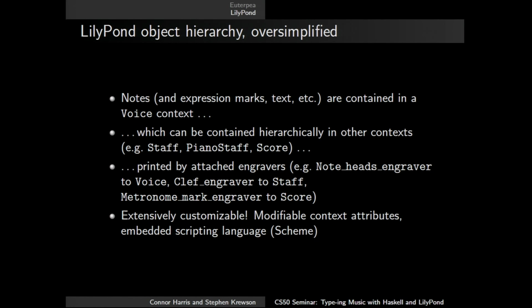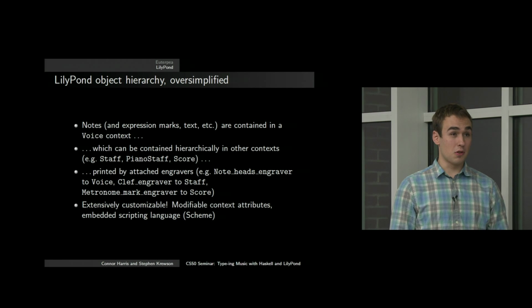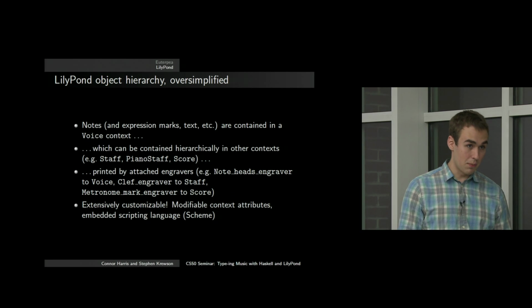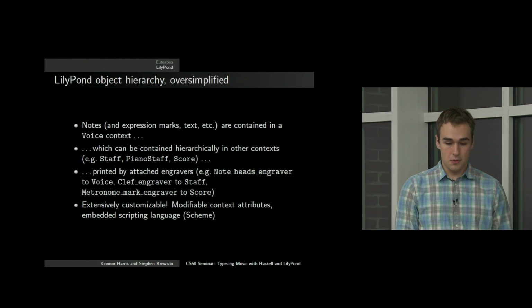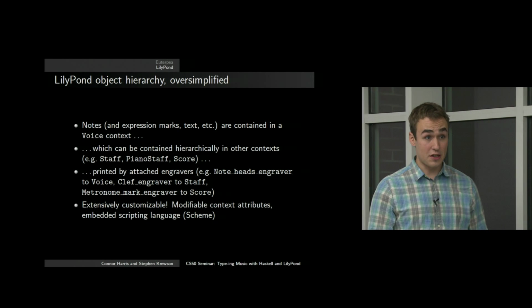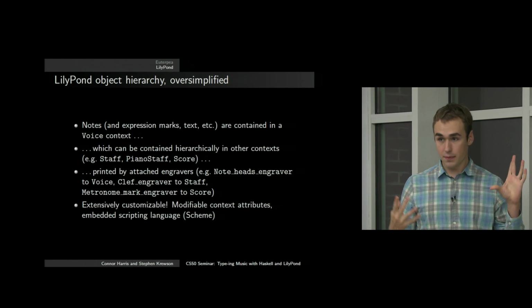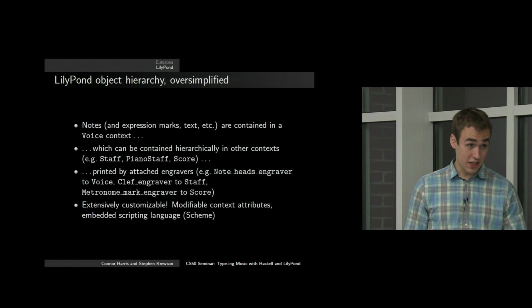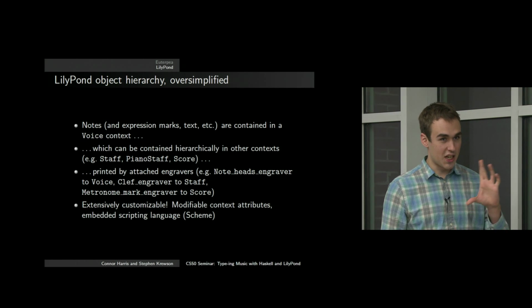And then contexts can be contained hierarchically in higher level ones that represent staffs on the score, or larger groupings like piano staffs or choir staffs, and then eventually entire score contexts, and you can actually encompass multiple scores in a book. And every context has a number of attached engravers that basically look through the contents of a context and print a certain symbol or certain class of symbols as necessary. So to every voice context, there's attached a note heads engraver that is basically a function or an object that writes out all the note heads on the right parts of a page.